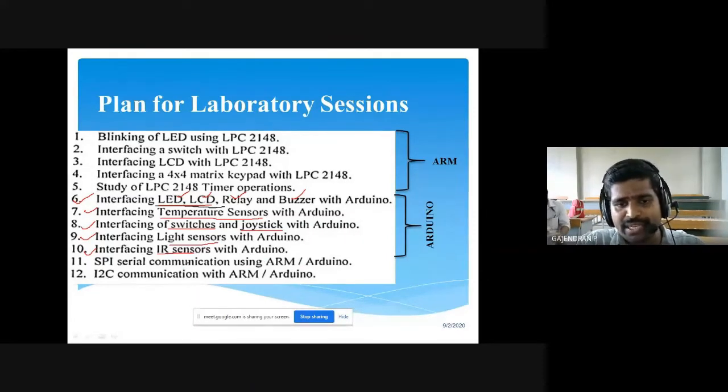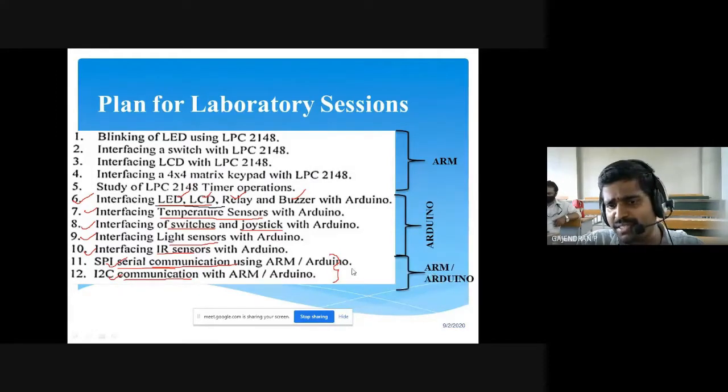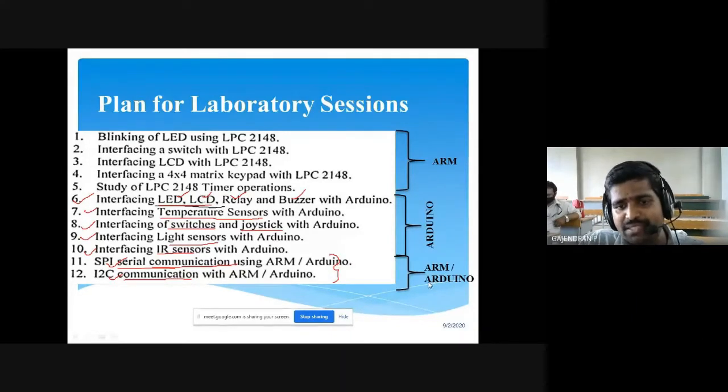Then the last 2 experiments are very, very important. These 2 experiments relate to serial communication. These things you will study clearly in the theory portion. Don't bother about it. Even though you have a number of serial communication protocols, here we are going to deal with only SPI and I2C. That you can do with either ARM or Arduino. We will try to finish a few experiments.